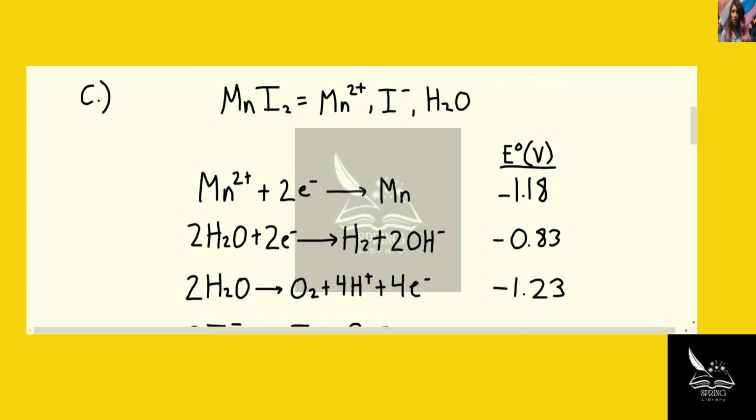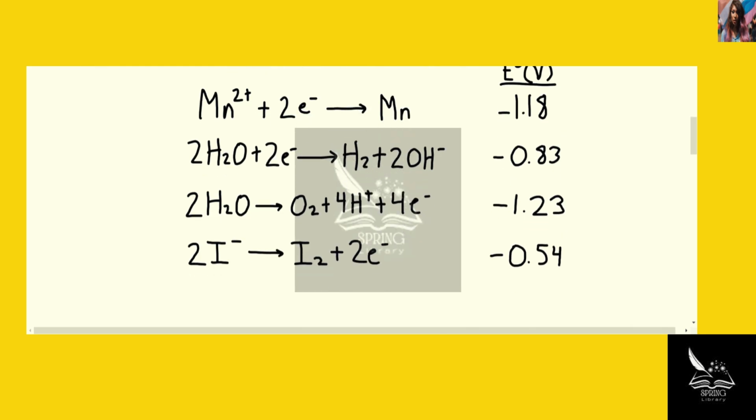Finally, for part C, the compound is MnI2. So we have Mn2+ and I- ions in water. The first two reactions represent the reduction half reactions. If we compare their two standard reduction potentials, we see that the reduction of water has a higher potential to be reduced than the reduction of Mn2+, and so therefore water will be reduced. Reduction occurs in the cathode, so that reaction takes place in the cathode.